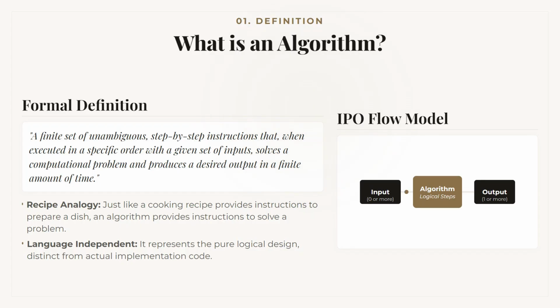Every algorithm follows a simple flow. First, it receives input values. Then, it processes those values through a sequence of logical operations. Finally, it produces one or more outputs. This input-process-output model forms the basis of all computational systems.